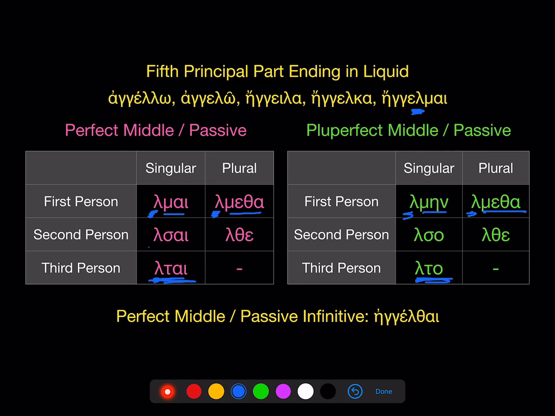Before the psi ending, we see the lambda. Before the sa ending, we see the lambda. But before the sthe, the sigma drops out. So we just have engelthe. Okay? And the perfect middle passive infinitive, whatever happens here in the second person plural is always going to happen in the infinitives too. So the perfect middle passive infinitive is engelthai.